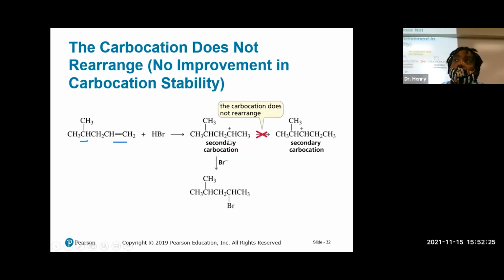So in this case, the only thing that we're going to have is that first product. That's going to be the major product. We're not going to get any of this. We're not going to get any rearrangements because it's too far over to allow for that rearrangement.